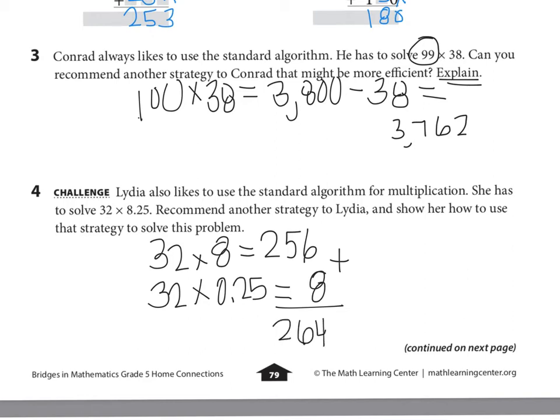But now the question asks to recommend another strategy. And what's this strategy called? Partial products, because I'm breaking up 8 and 2500ths to 8 and 2500ths.